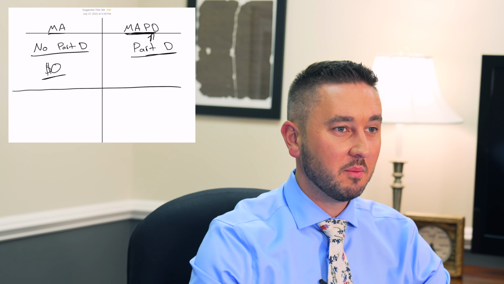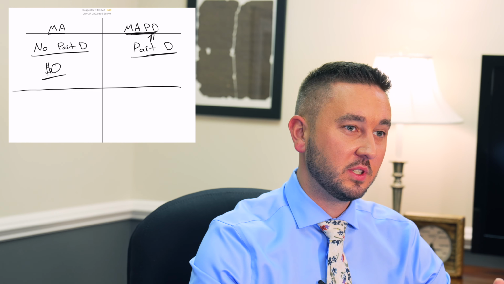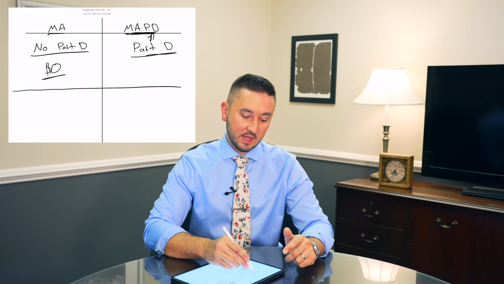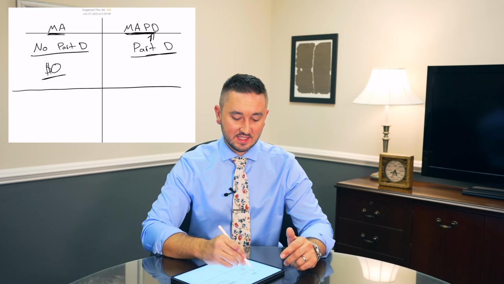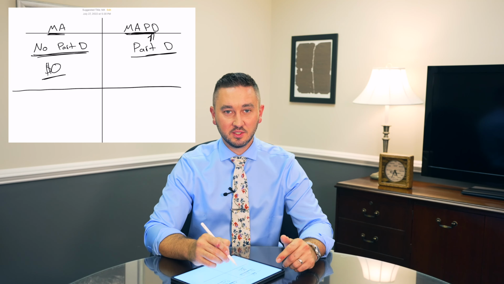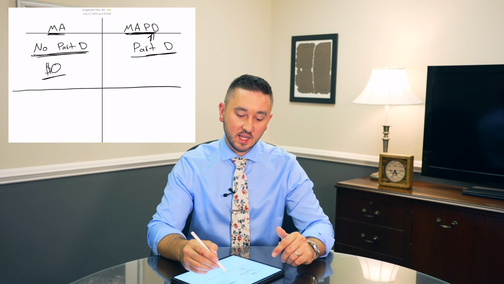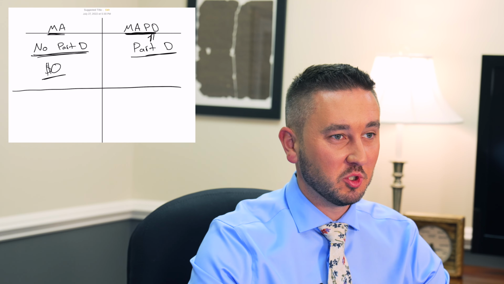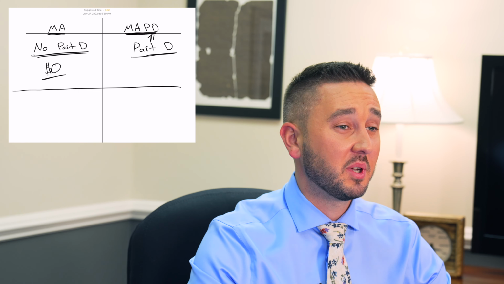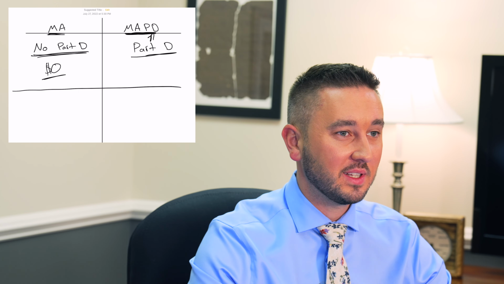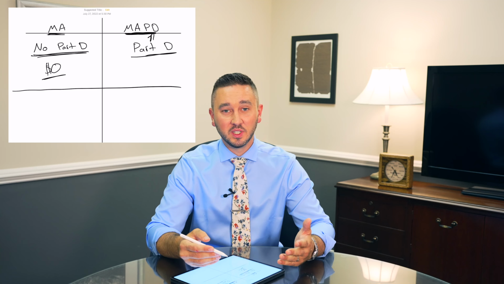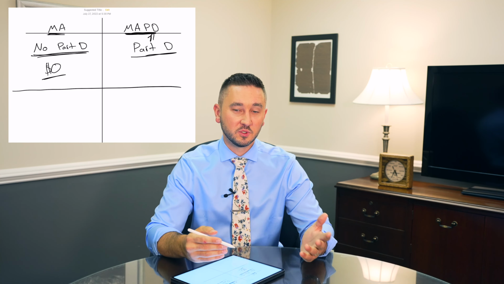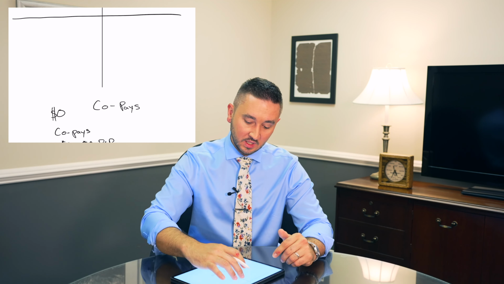Just to recap, a Medicare Advantage plan can come in two distinct types. One is an MA, or Medicare Advantage, that does not have Part D built into it. The other and more common type is the MAPD, or Medicare Advantage prescription drug plan. It's important to know this, especially if you're going on a Medicare Advantage plan, that you get the prescription drug coverage built into it, as there's no other alternative or standalone product you can get.